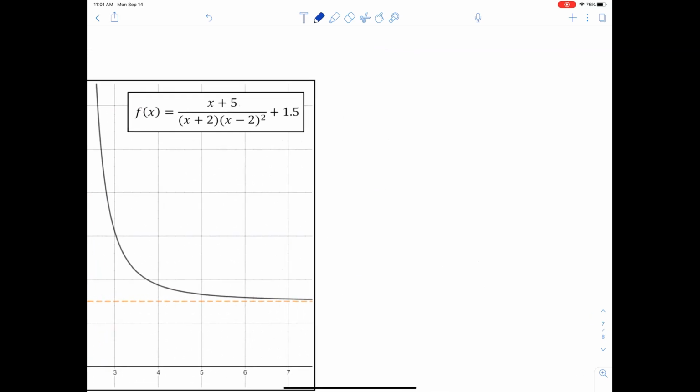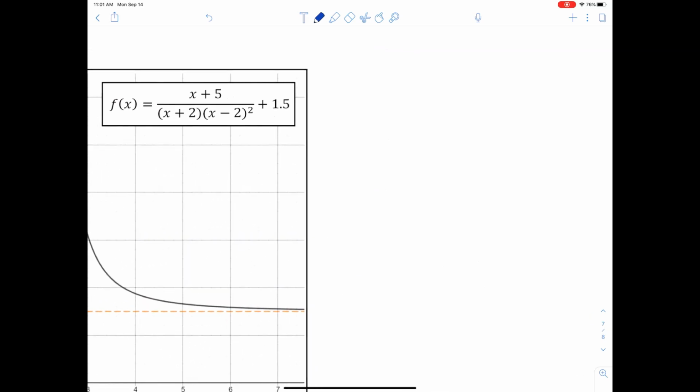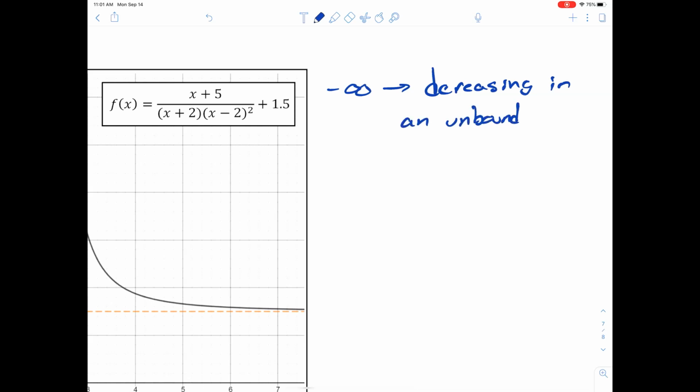So we're actually going to go over here, and I'm going to define this negative infinity symbol that we just used here. We are going to say that this means that it is decreasing in an unbound manner. Sometimes we say it is decreasing without bound, or it is approaching negative infinity, but officially speaking, that's what we're going to say. We've encountered some unbound behavior and it is tending towards negative infinity.